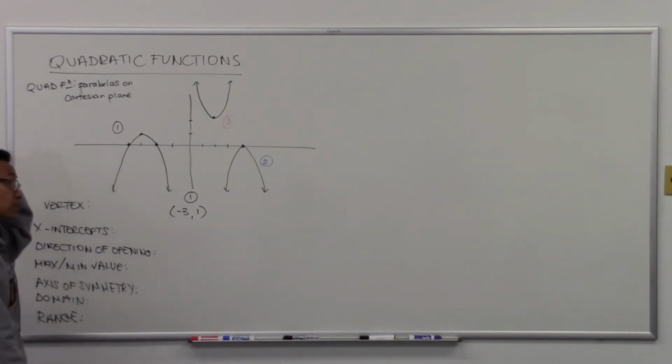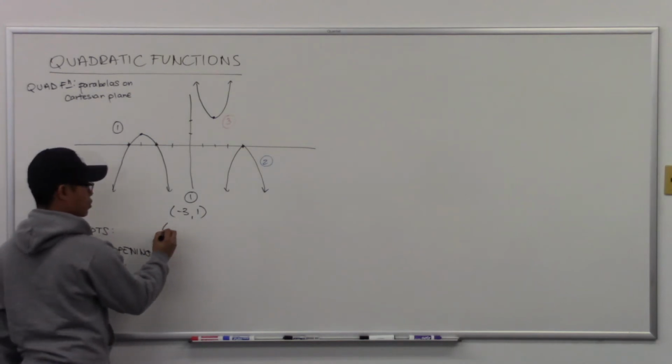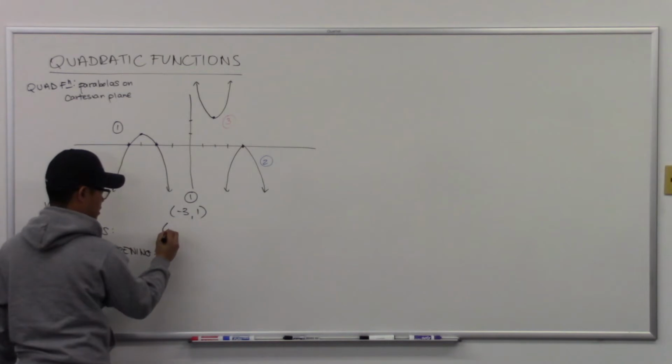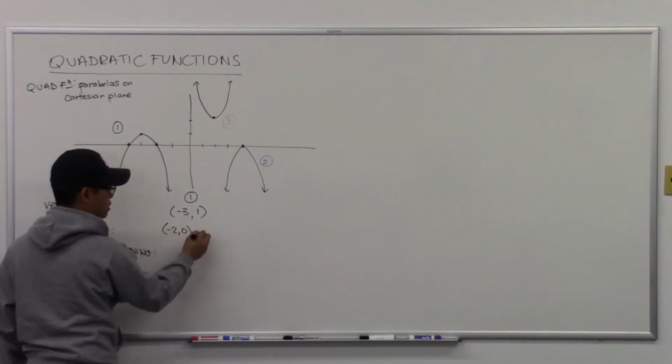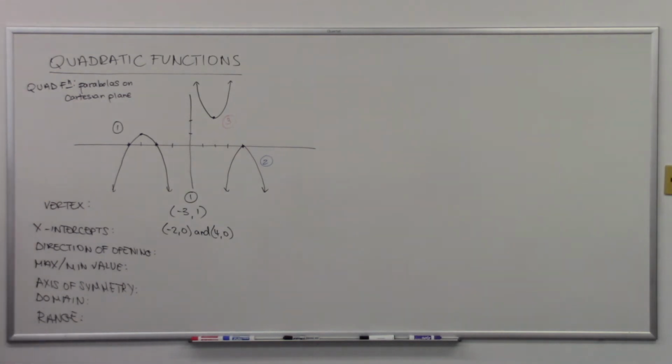Katie, what are your x-intercepts? What would you define x-intercepts to be? Yeah, where it crosses the x-axis. Very good. Yes, we're going to give them as ordered pairs. So this is negative 2. What's the y value on that? Right. Negative 2, 0, and 4, 0. Very good.